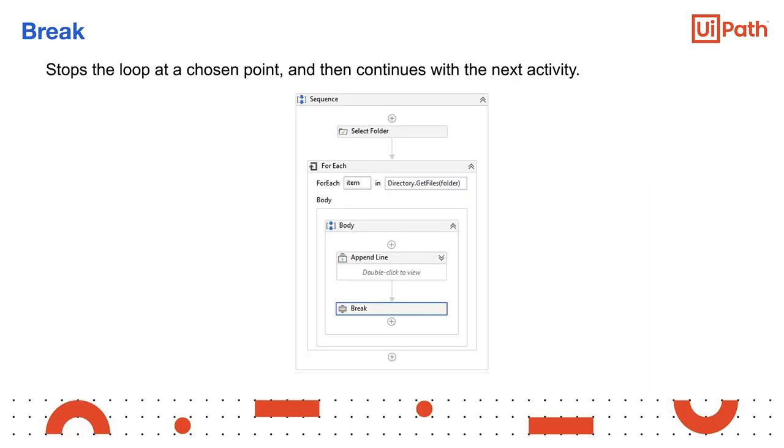The break activity enables the user to stop the loop at a chosen point and then continue with the next activity. For example, using the break activity, the user exits the for each activity and continues the workflow with the activity that follows it.